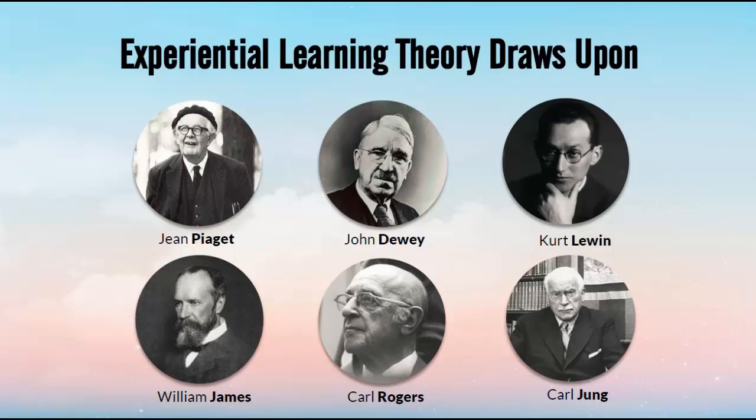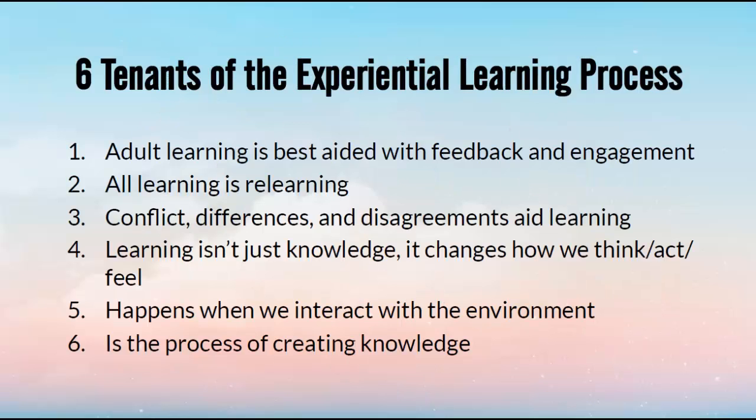Experiential learning theory draws on the work of 20th century scholars who gave experience a central role in their theories of human learning. The experiential learning process is a multilinear model of adult development that has 6 tenets that all of the scholars share. Adult learning is best aided with feedback. All learning is relearning. Differences aid learning. Learning changes how we think, act, and feel. It happens when we interact with the environment, and it's a process of creating knowledge.